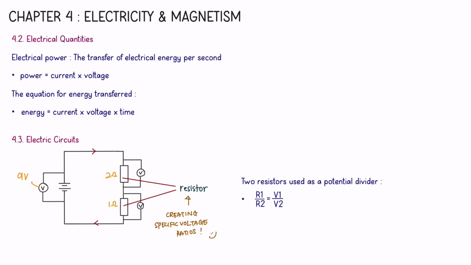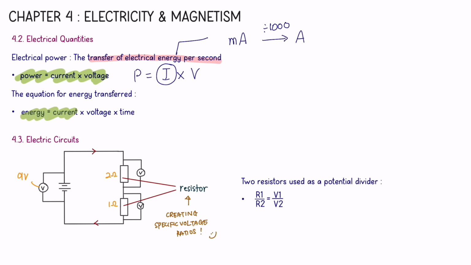Next up, we've got electrical power, which is the transfer of electrical energy per second. So we can calculate power by multiplying current with the voltage. Remember, sometimes the current will be given in milliamperes. So to convert milliamperes into amperes, you're going to divide it by 1000. And next, we've got the equation for energy transferred, which can be calculated by I current, V voltage and time. And if you realize, IV is also the power, so energy can also be calculated by power times time.